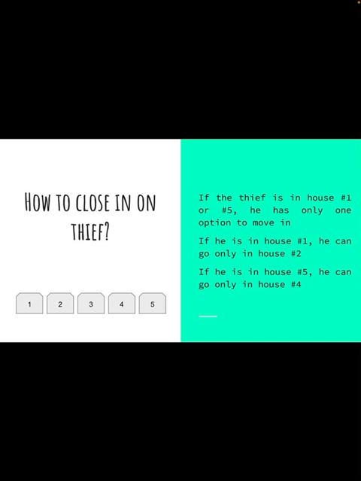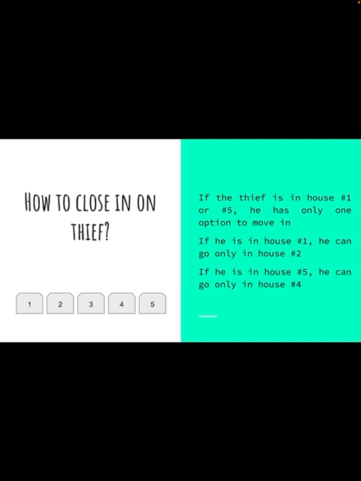Okay, now how do we actually catch the thief? How do we close in on the thief? Because the thief can move in any specific direction. We might not be able to catch the thief until we know how exactly we catch the thief. So how do we catch the thief?